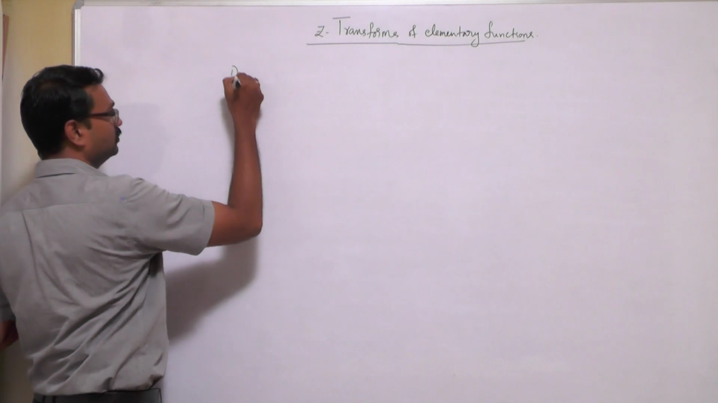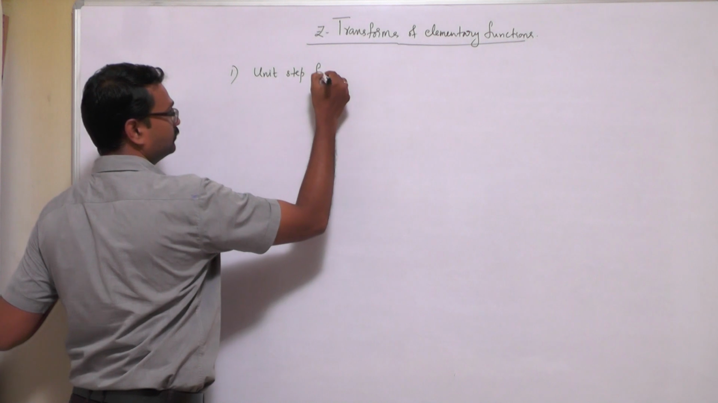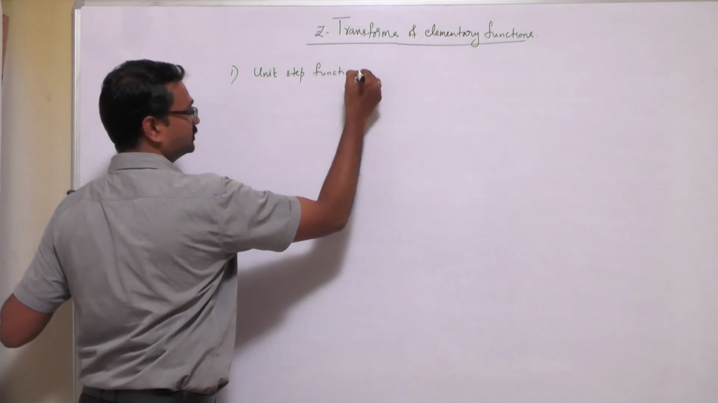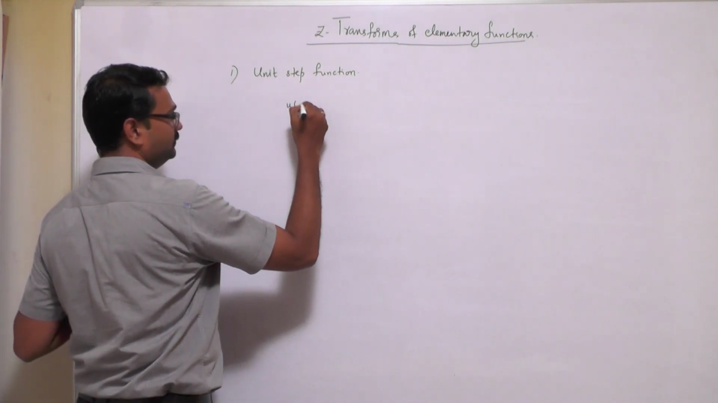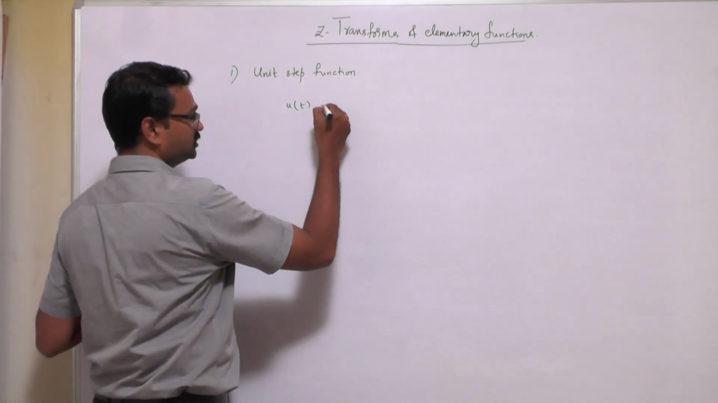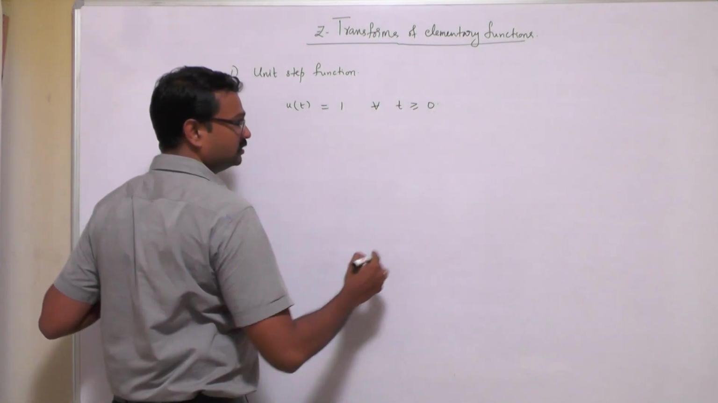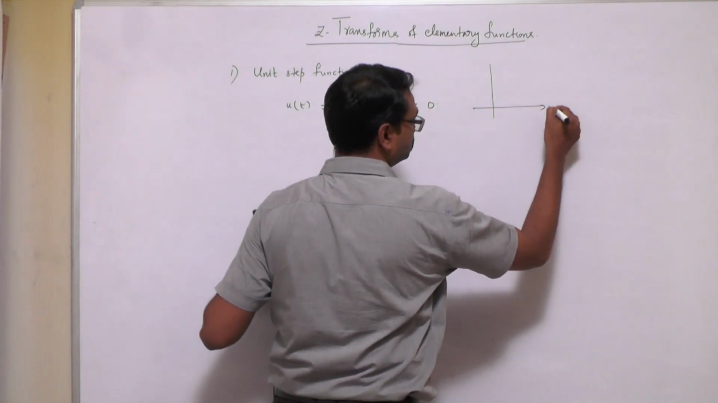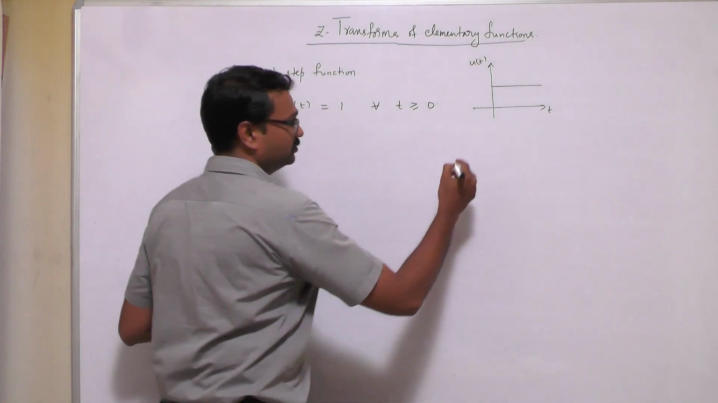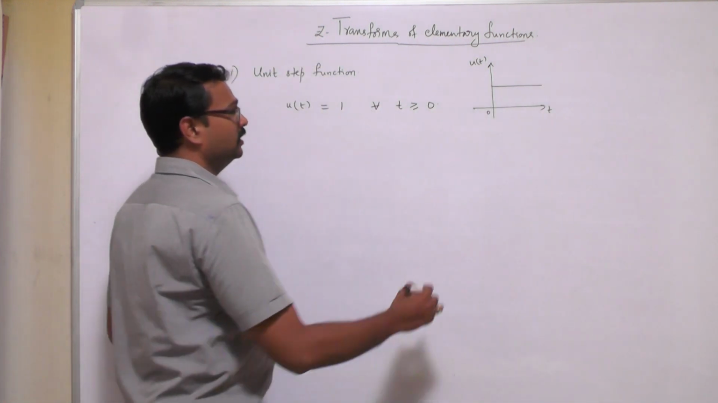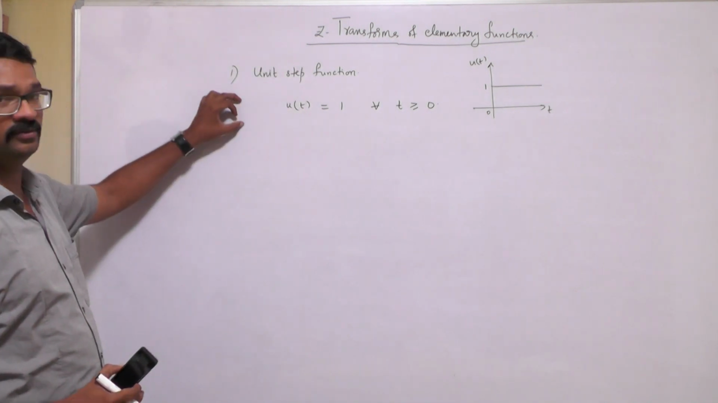First thing you will go for is the unit step function. Now what is a unit step function? We all know that it is u of t, the unit step function, which is equal to 1 for all t greater than or equal to 0. From time t equal to 0 the value of the unit step function is 1. Now what is the z transform of u of t?